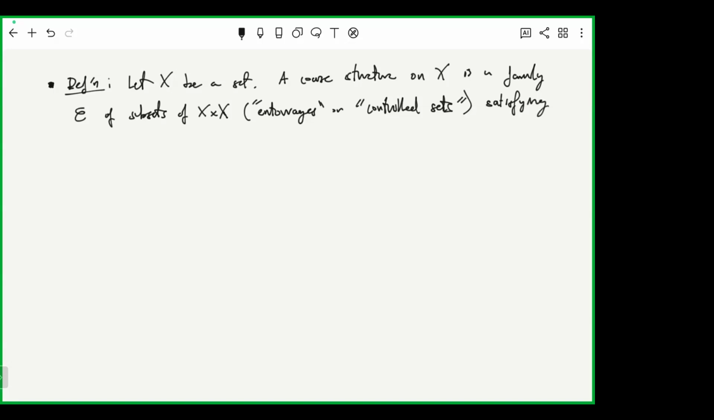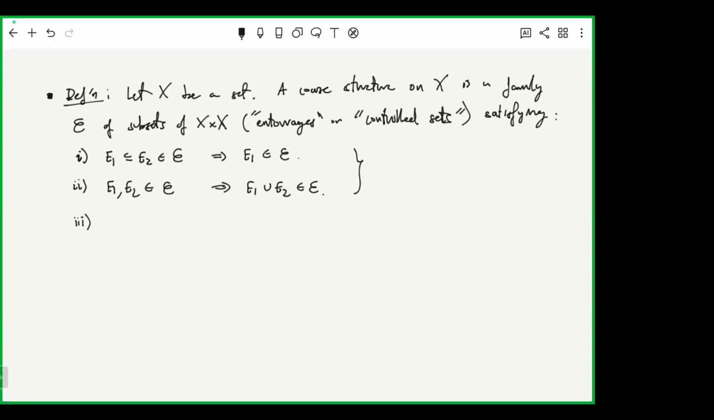The first one involves the set theoretic structure. It is closed under subsets. So if E1 is contained in E2 and E2 is an entourage, then E1 is also an entourage. Next, finite unions of controlled sets are also controlled. So if E1, E2 are controlled sets, then the union is also controlled.